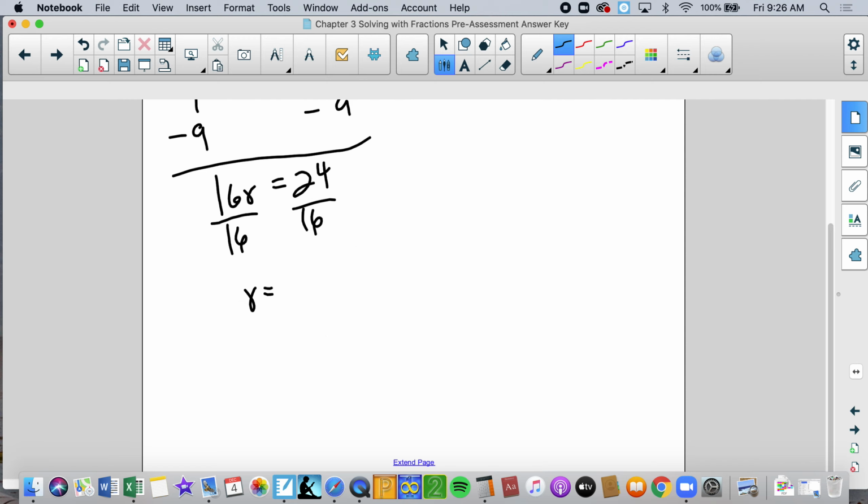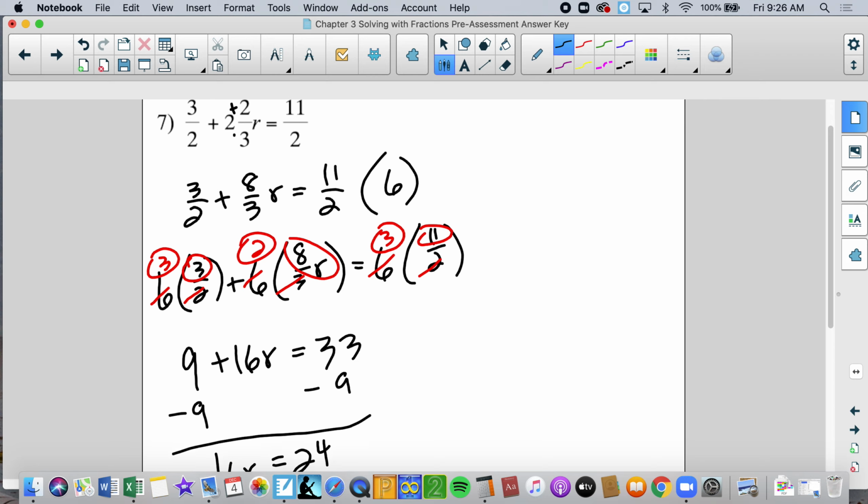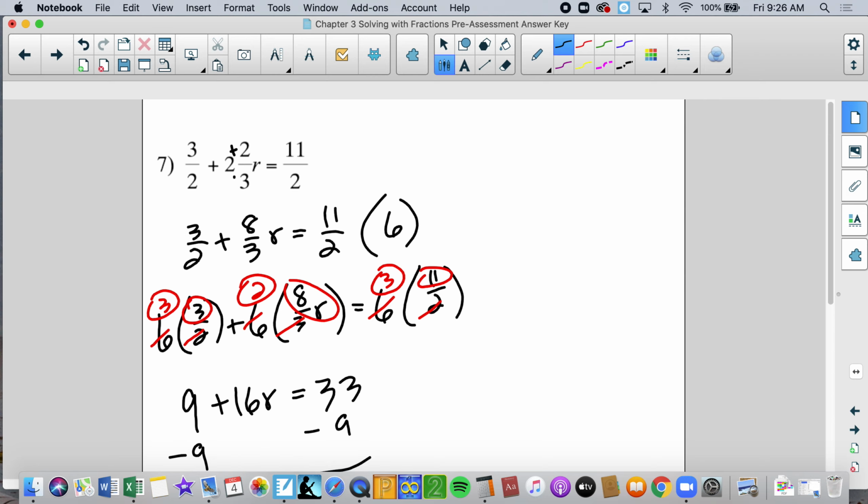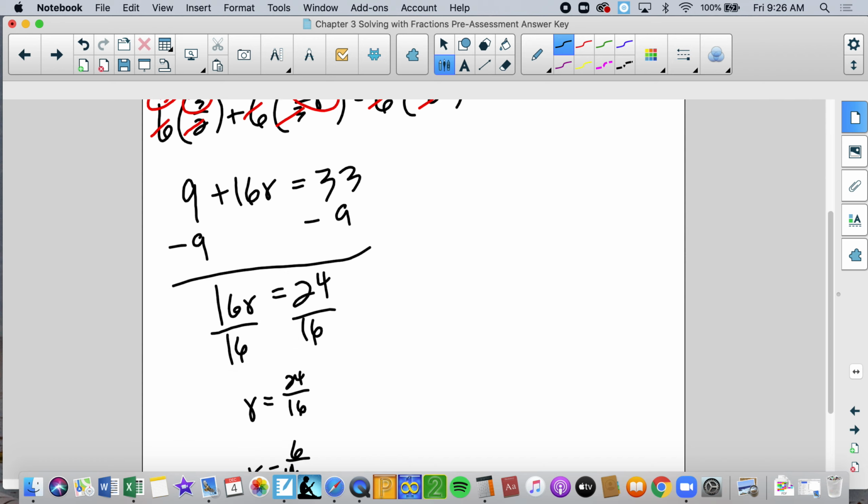R equals 24/16. 4 goes into both of those. 4 goes into 24 6 times. 4 goes into 16 4 times. So I can still reduce that to 3/2. So R equals 3/2. Notice that even though I reduced it by 4, I found that my solution still can be reduced again.